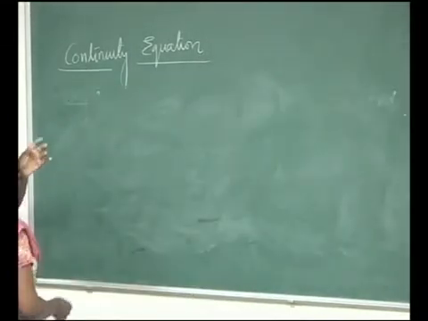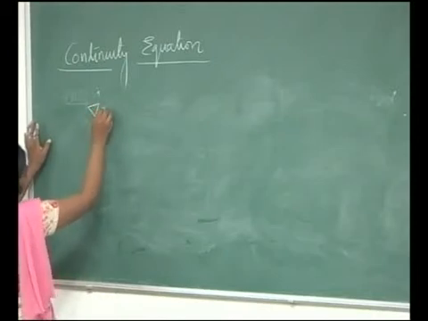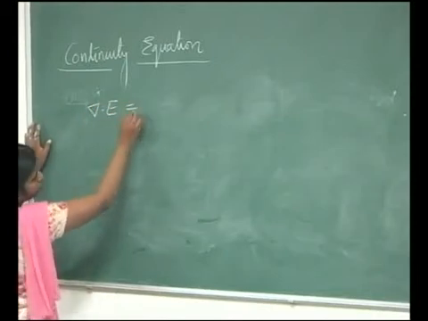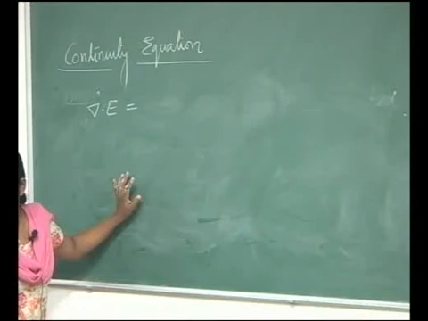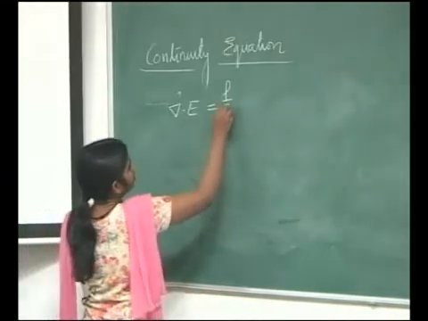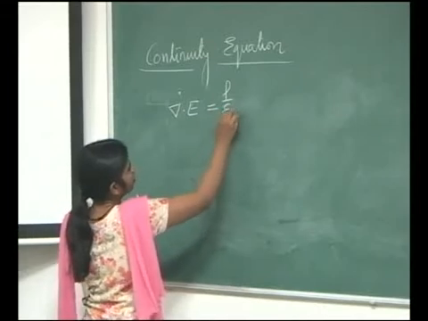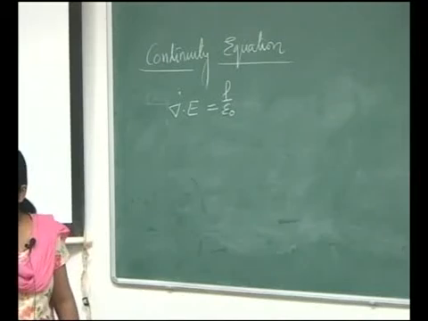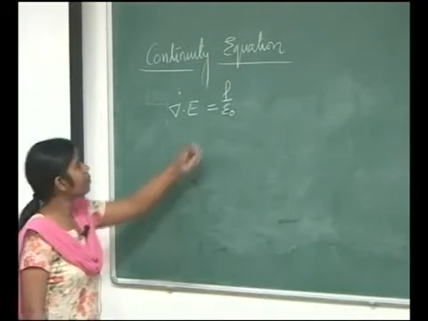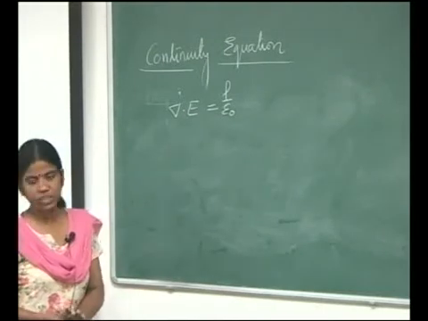So, from Gauss law I know that del dot E is equal to, the first Maxwell's equation says del dot E is equal to rho over epsilon naught. Okay. This is the basic equation.